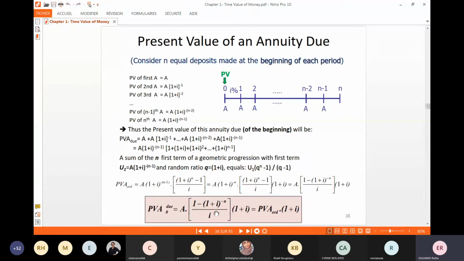So I have to apply A times (1 minus (1 plus i) power minus n) over i.